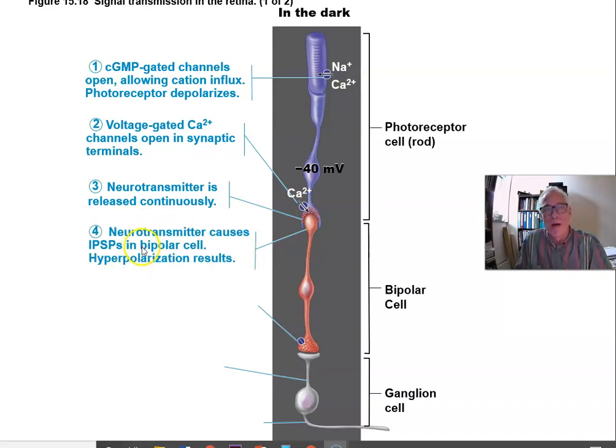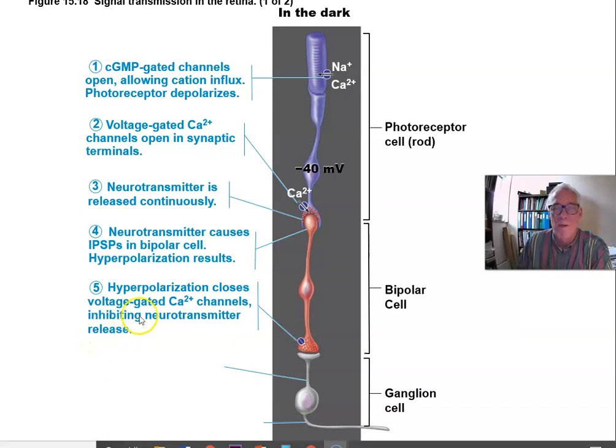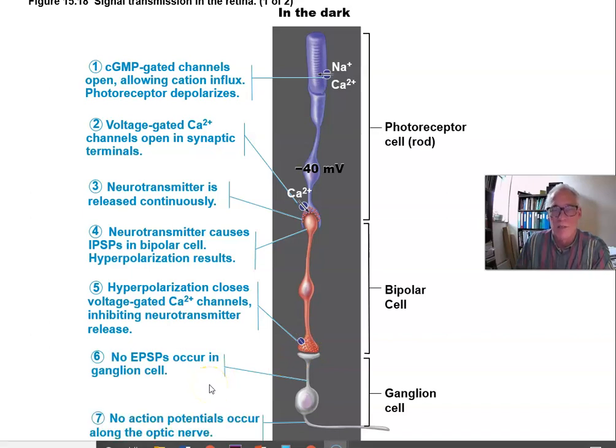The neurotransmitter binds to receptors on the bipolar neuron, and it produces IPSPs. Do you remember what that is? Inhibitory postsynaptic potentials. Chloride channels or potassium channels are opening and hyperpolarizing this bipolar neuron. And if the bipolar neuron is hyperpolarized, its calcium channels are closed. It's not releasing any neurotransmitter, and hence the ganglion cells are quiet. There's nothing happening down here. So that's what's happened. That's the dark situation.